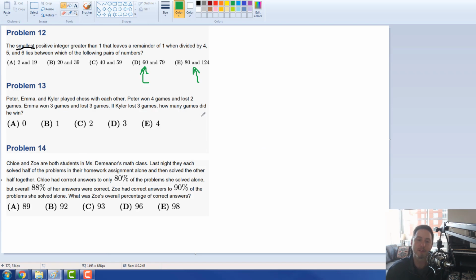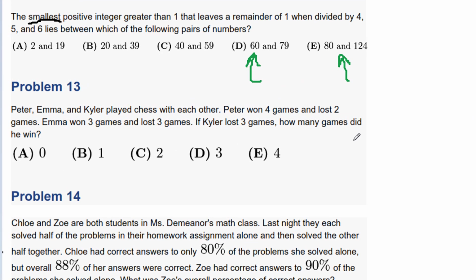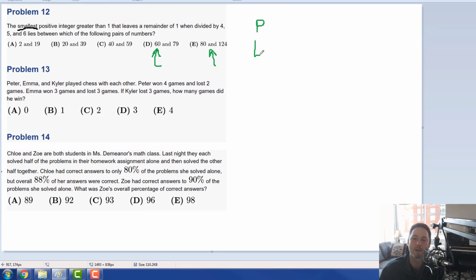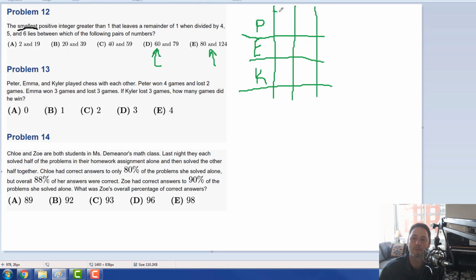All right, problem 13. Peter, Emma, and Kyler played chess with each other. Peter won 4 games and lost 2. Okay, so we have Peter. How are we going to do this? Peter, Emma, and Kyler, a name I've never seen before. They played a bunch of chess games, so they've got a win column and a loss column. Wins and losses.